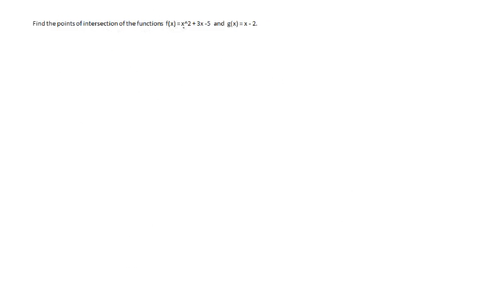The next example I want to look at, it says find the points of intersection of the function f of x is equal to x squared plus 3x minus 5, and g of x is equal to x minus 2. And remember, if we want to find points of intersection, we're going to set the two functions equal to each other. So I'm going to say x squared plus 3x minus 5 is equal to x minus 2. And now I'm going to move everything to the left side of the equal sign and set it equal to 0. So I have x squared, and then I subtract an x from both sides, leaves me with 2x, and add 2 to both sides, minus 3.